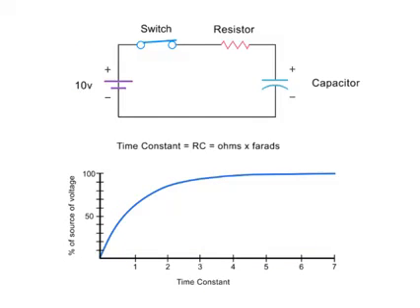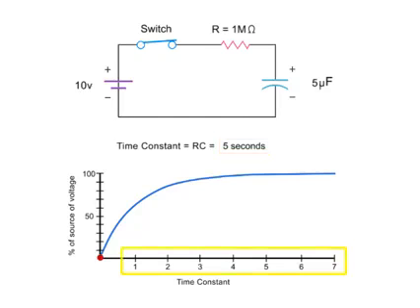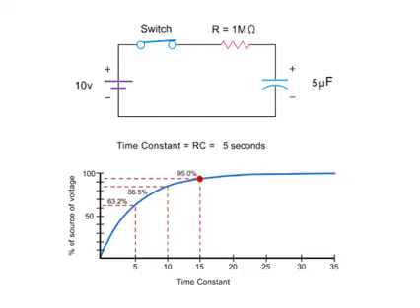For example, in this circuit, if you have a 1 megaohm resistor and a 5 microfarad capacitor, the time constant would be 5 seconds. Therefore, for each 5 seconds of elapsed time, the capacitor will achieve its corresponding voltage percentage until it reaches an effective charge after 5 time constants.